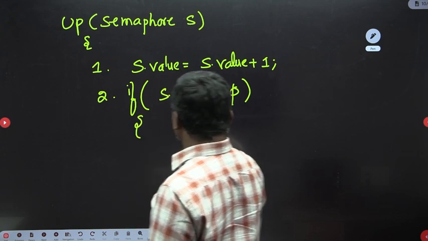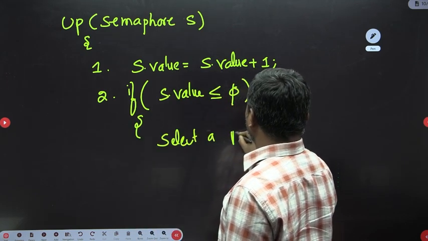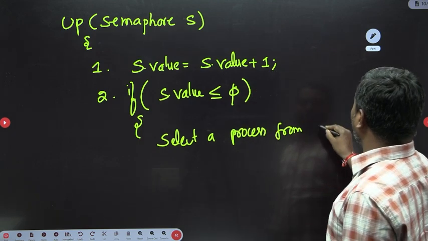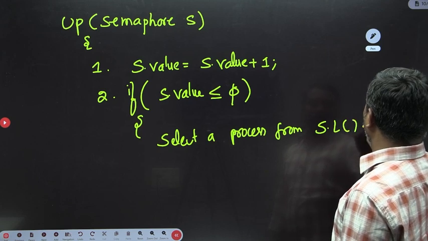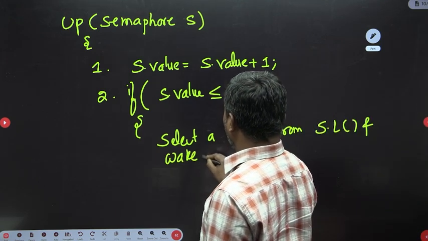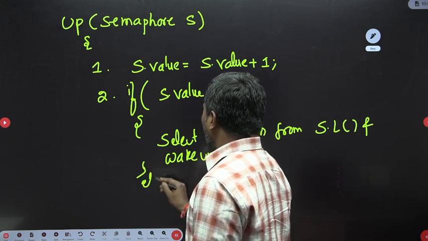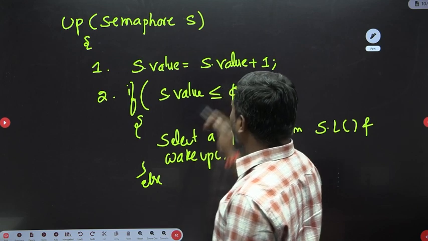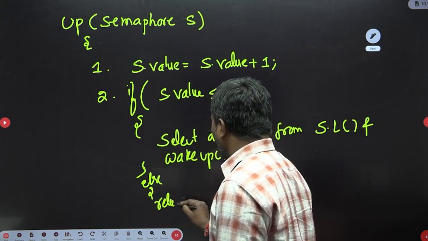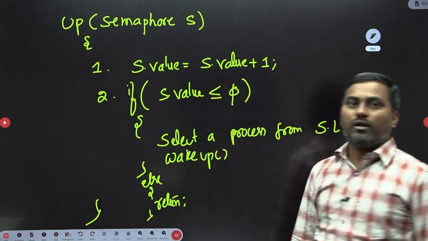Then if the condition is true, you have to select a process from where? S dot L, okay, and you call which call? Wake up system call, you call the wake up system call, okay. Suppose it is greater, then definitely in the else part what? Simply return, okay. So this is the up function, you can understand, okay.